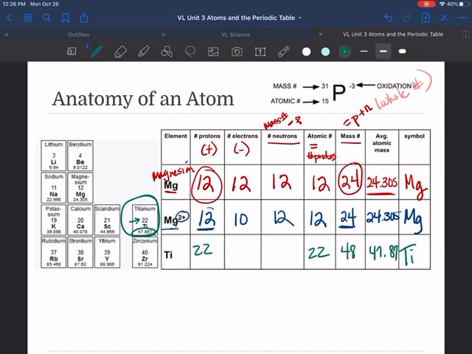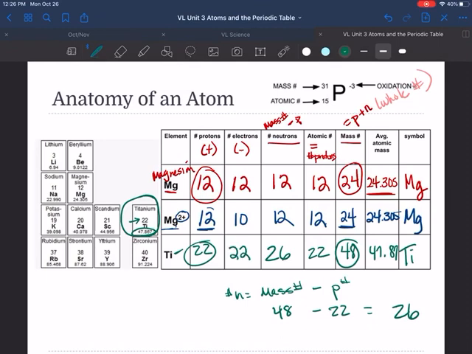So now I can figure out the number of neutrons by taking 48, right? Number of neutrons equals the mass number, which is 48, minus proton number, which is 22. So that's going to give me 26 neutrons. How many electrons? Well, I don't have a symbol there. So we assume that everything is neutral, which would be electrons equal to protons.